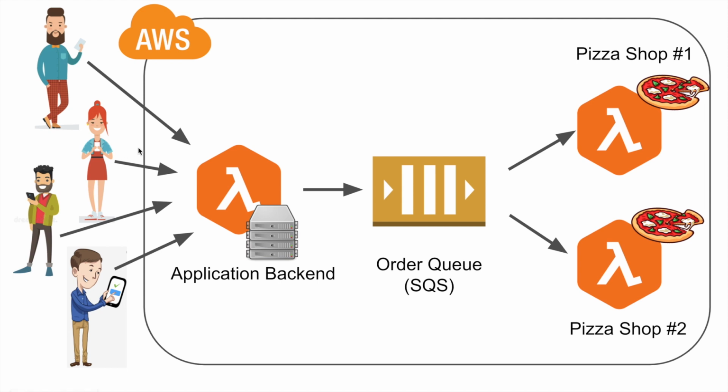So whenever they place the orders, they will just enter the message queue system, and then your 2 pizza shops will take the orders from the queue system and process them, make the pizza, and then deliver the pizza to the customers based on the address.